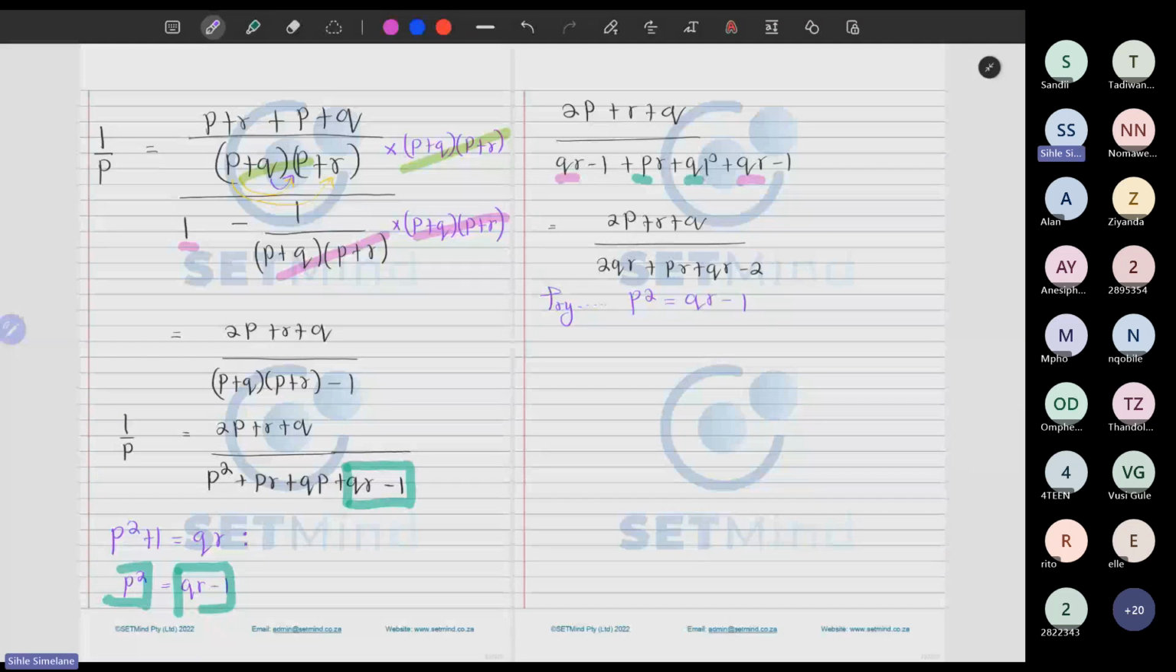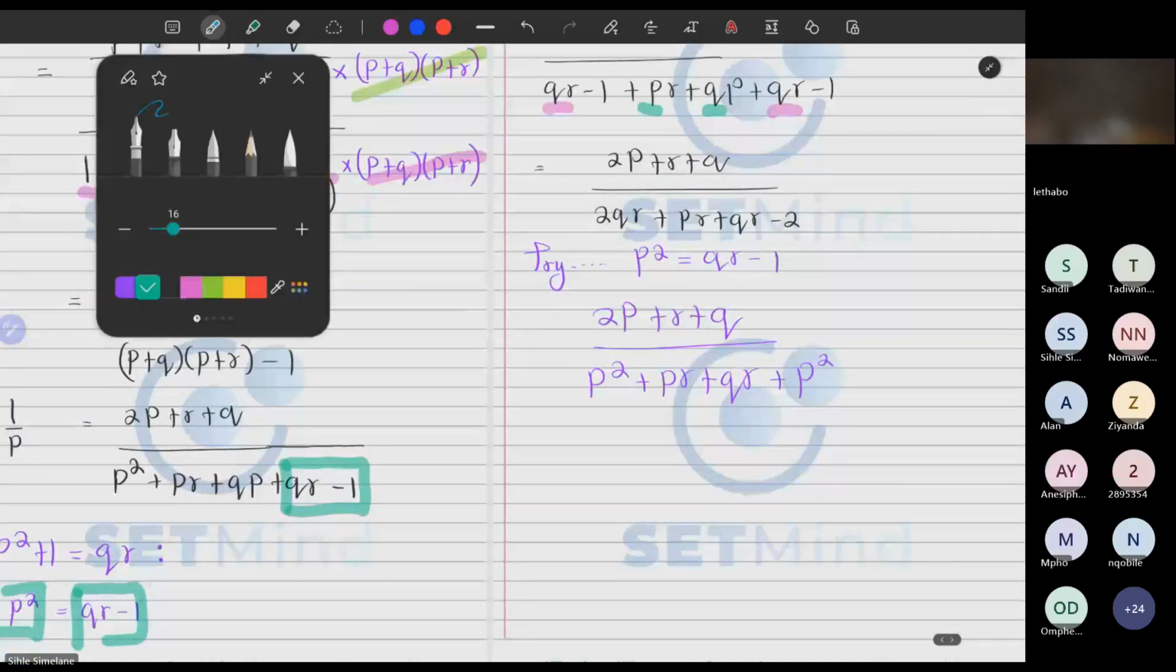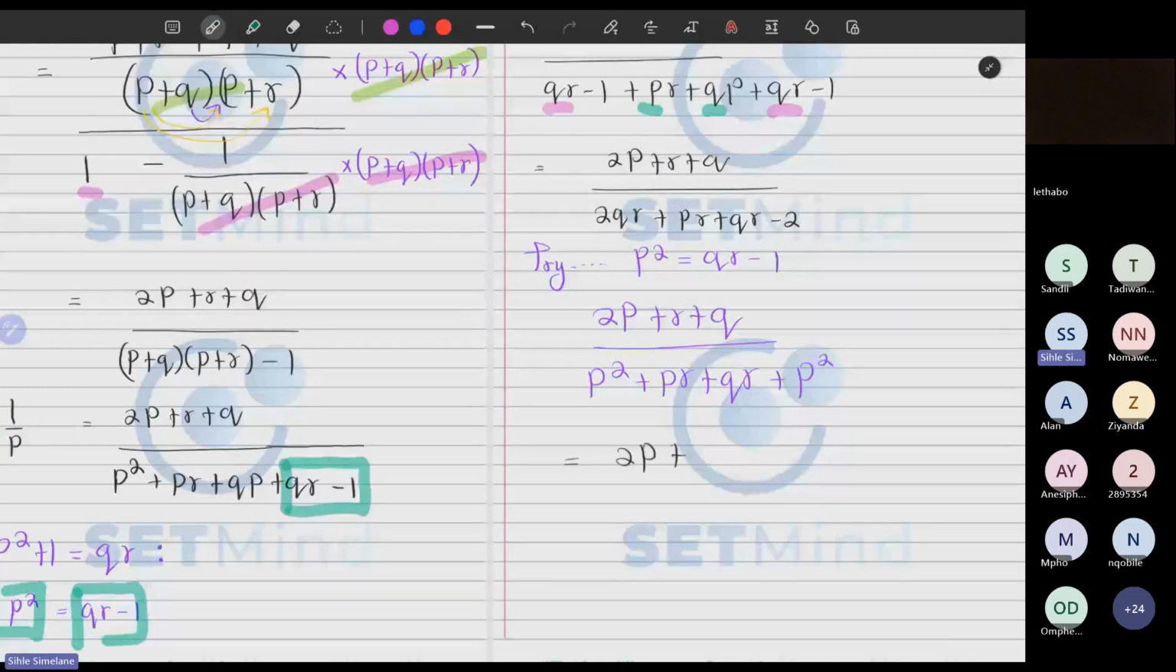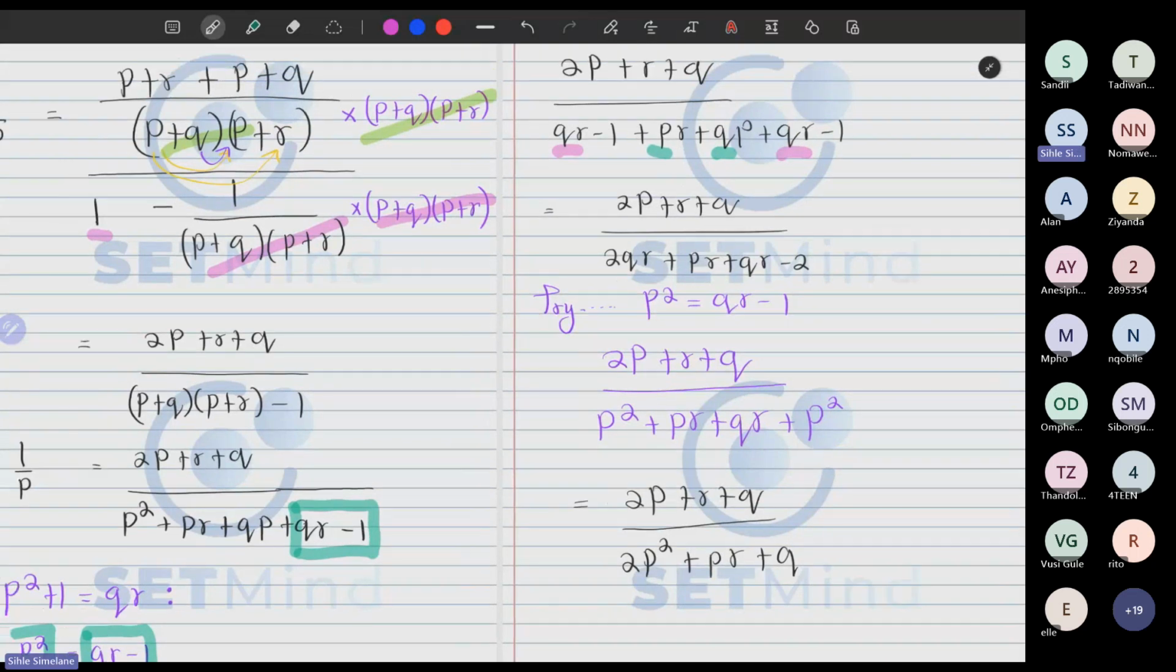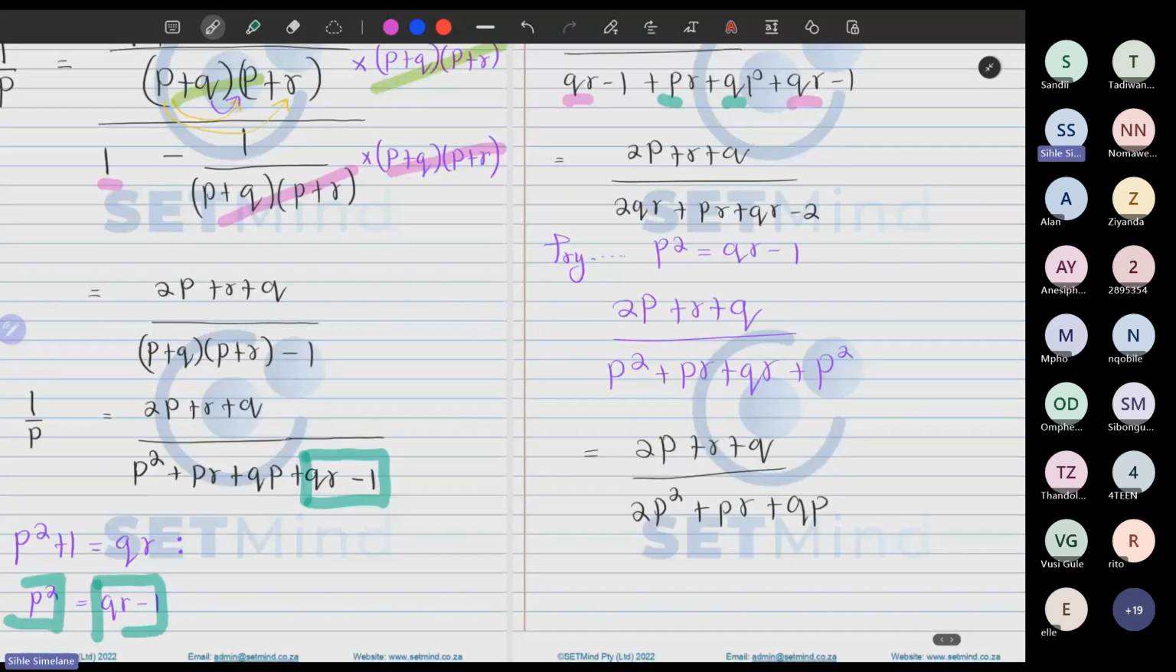So let's try the second case where we replace QR minus 1 with P squared. How that is going to be is we'll have our 2P plus R plus Q divided by our P squared plus PR plus QR, and then that will be a P squared. And then we quickly combine these. That will be a 2P plus R plus Q. Already you can see the answer is going to work out. We'll have 2P squared plus PR plus QP, not QR, QP.